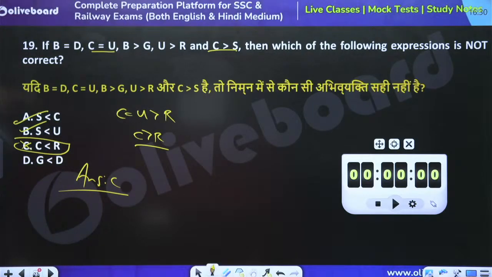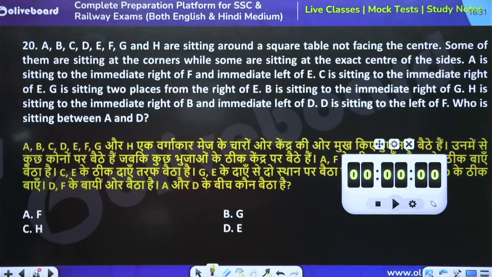Very good. Excellent, Argumita. What about the rest of you? This is clear for everybody? Inequalities? Okay. Next.